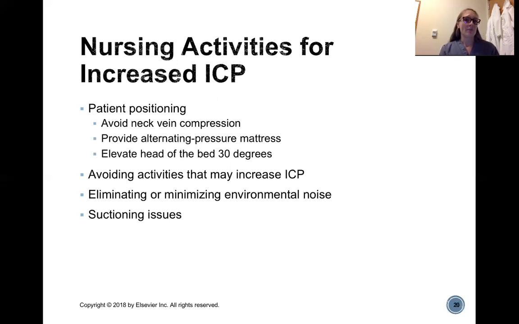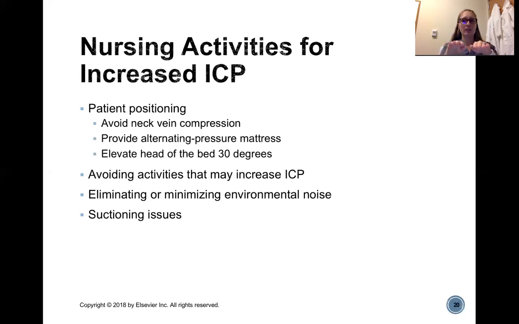So I mentioned we'd talk about what to do for this increased intracranial pressure. Positioning, again, is very important. We want to make sure that the head is positioned in a way that's not going to compress those neck veins so that we can get adequate blood flow in and out of the brain. We want to provide an alternating pressure mattress. We're not going to be turning these patients ourselves.